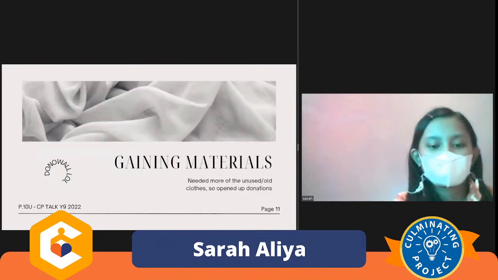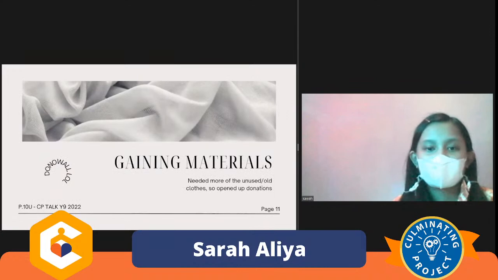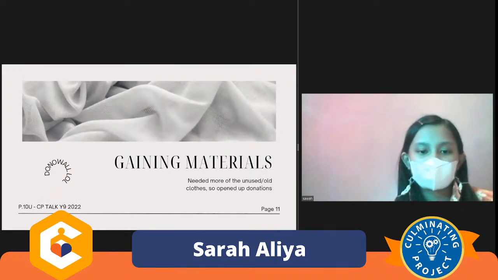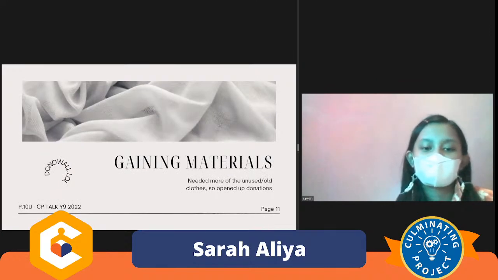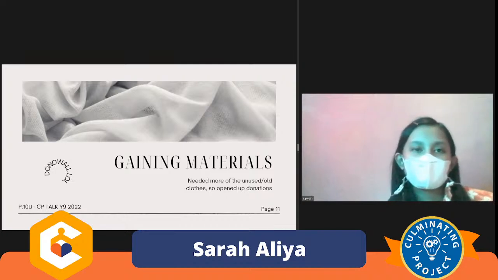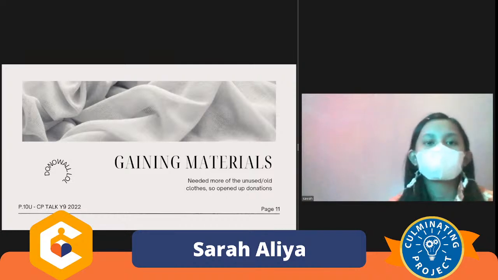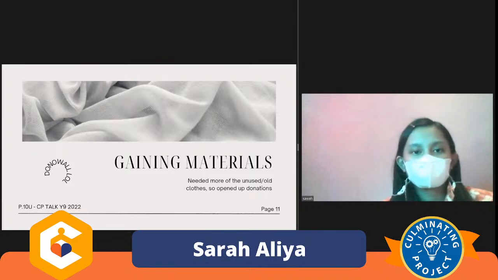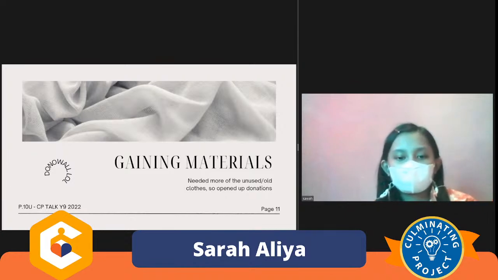For gaining the materials, I used the old clothes that I had at first, but then it turned out that there wasn't really enough old clothes, so there were open donations which came from my parents' friends, and there was enough for the costume, but there were multiple skirts and they are still laying around in the house. But yeah, that's how the materials came through.